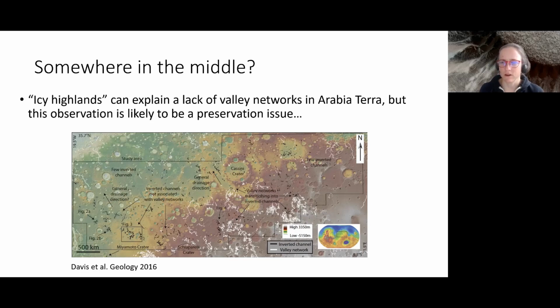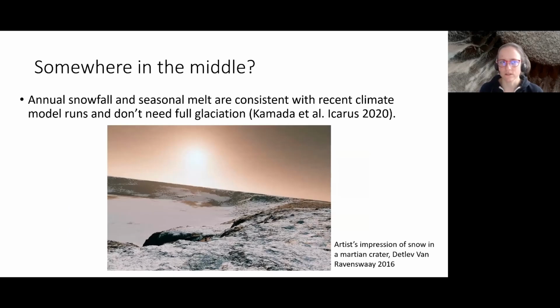So we don't need an ice cap to explain this gap in the valley networks. Also, recent climate modeling studies have been able to generate sufficient runoff and hydrological activity with an intermediate case. Instead of it being really warm and wet, it's slightly warm and wet. So with annual snowfall and melting of that snow, you don't need full ice caps, but instead you get snow on an annual basis, and then that melts, producing the runoff.